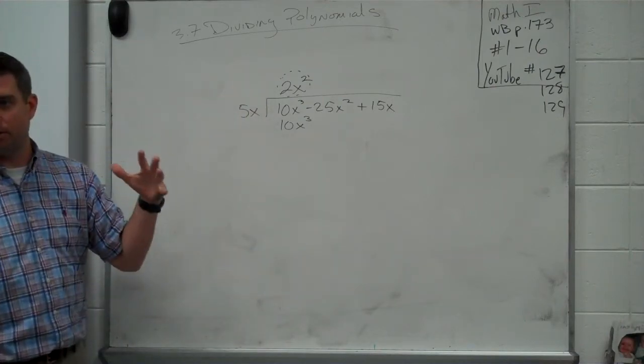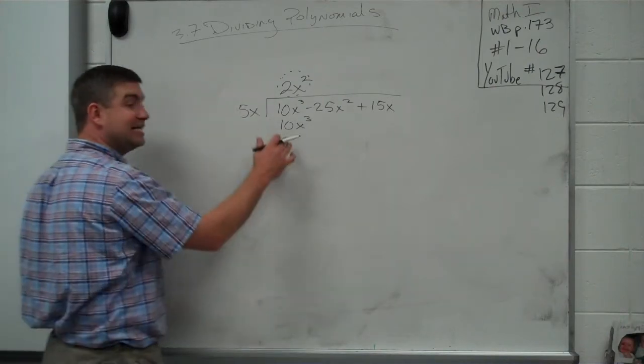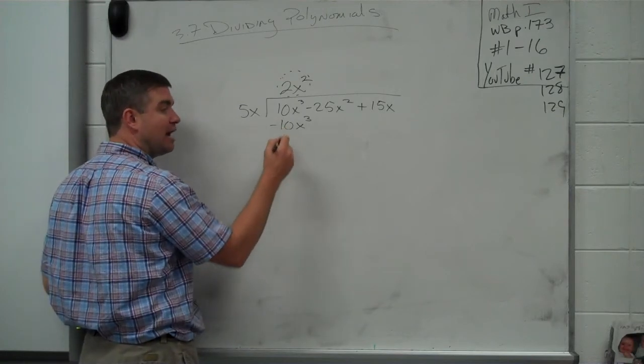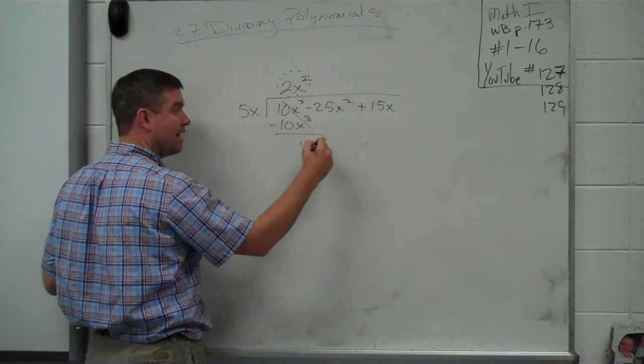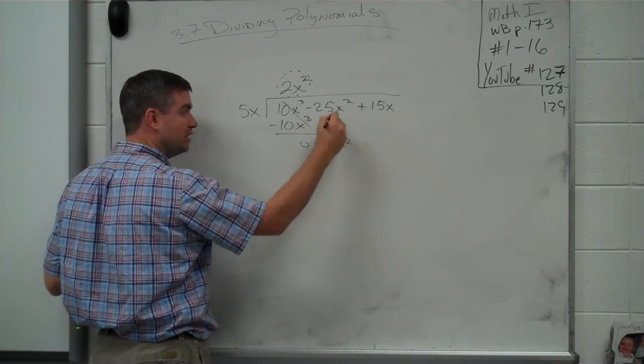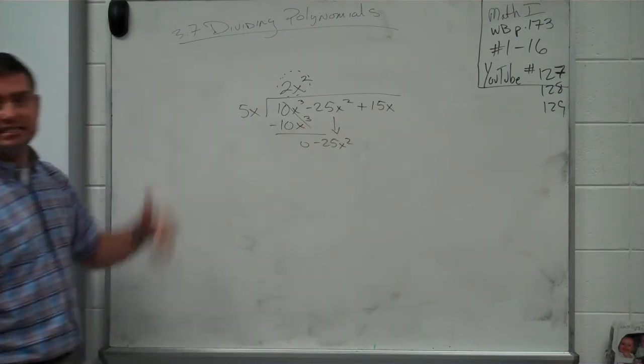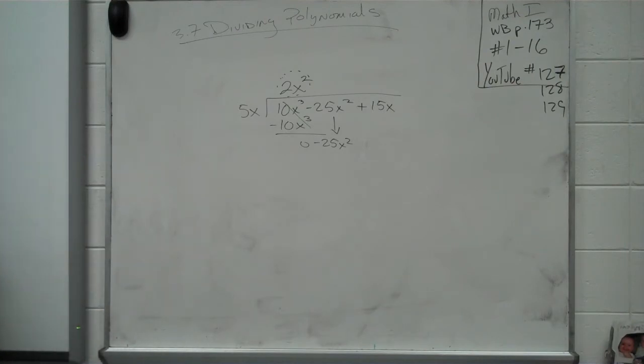Now comes the important part. Once you've got it exact, then you subtract it to get it to cancel out. And that just equals 0. Negative 25x squared just simply drops down. It's the next value, so it simply drops down. Two things there. You subtract it, you got 0, and then the negative 25x squared dropped down. Alright, are you with me?